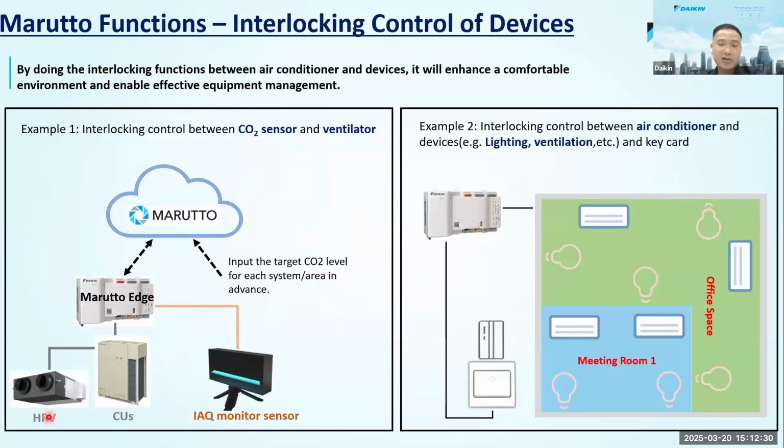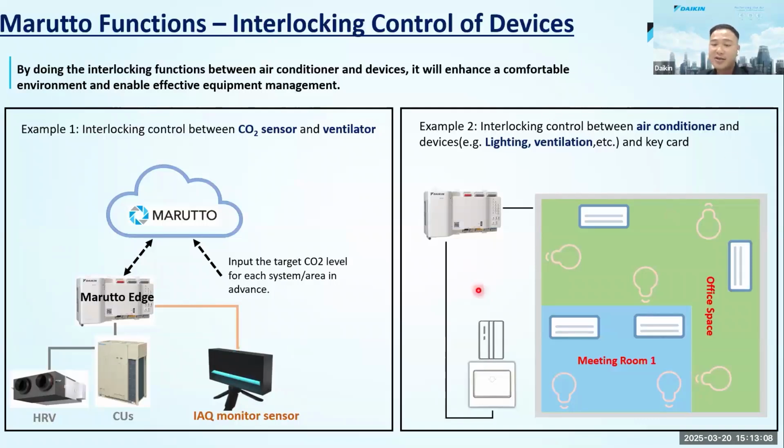So how are we going to do this interlocking? If the IAQ sensors have a setting of maybe 1001 ppm, when it reaches the threshold, if we do a setting in the Maroto Edge here, it is able to trigger the interlocking function to call this HRV or maybe pre-cool unit to pump in more fresh air so that the CO2 content will be diluted. Or maybe you can use a fresh air fan as well, to extract out all the excessive CO2. So this is one of the methods able to avoid sick building syndrome.